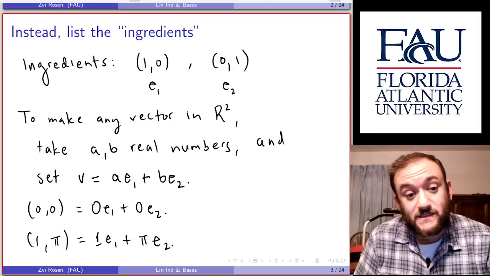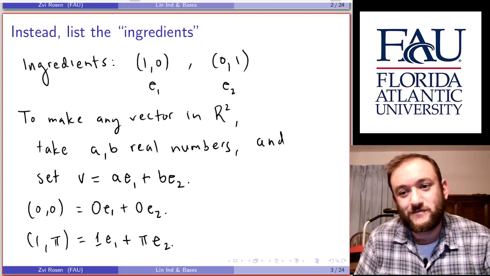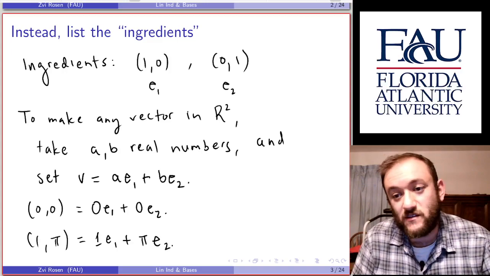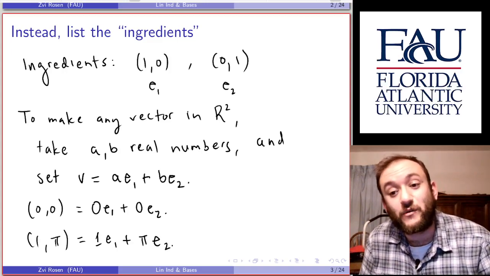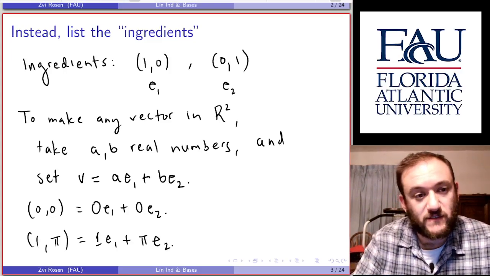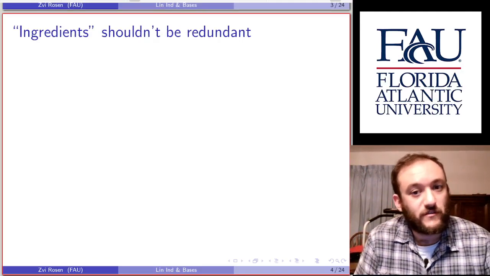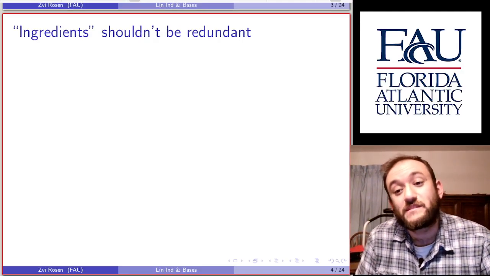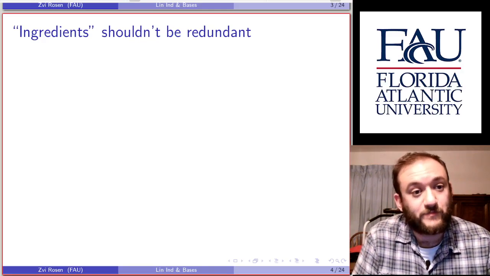So we've replaced the infinitely many elements of this vector space with just 2 ingredients, and then directions on how to combine those ingredients to get all of the vectors in the space. So that's going to be our agenda for the rest of the lecture: how to assemble this ingredients list in a reasonable way.